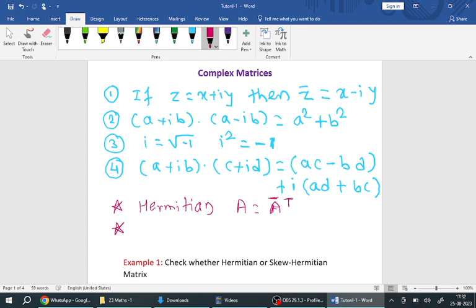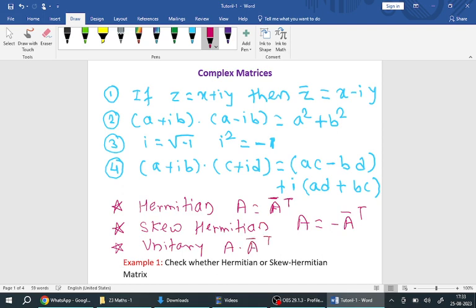Next is the skew Hermitian. Whenever we have to prove that any matrix is skew Hermitian, you have to prove A is equal to minus of A bar transpose. And the last thing: whenever we have to prove that any matrix is a unitary matrix, we have to prove A into A bar transpose is the identity matrix.